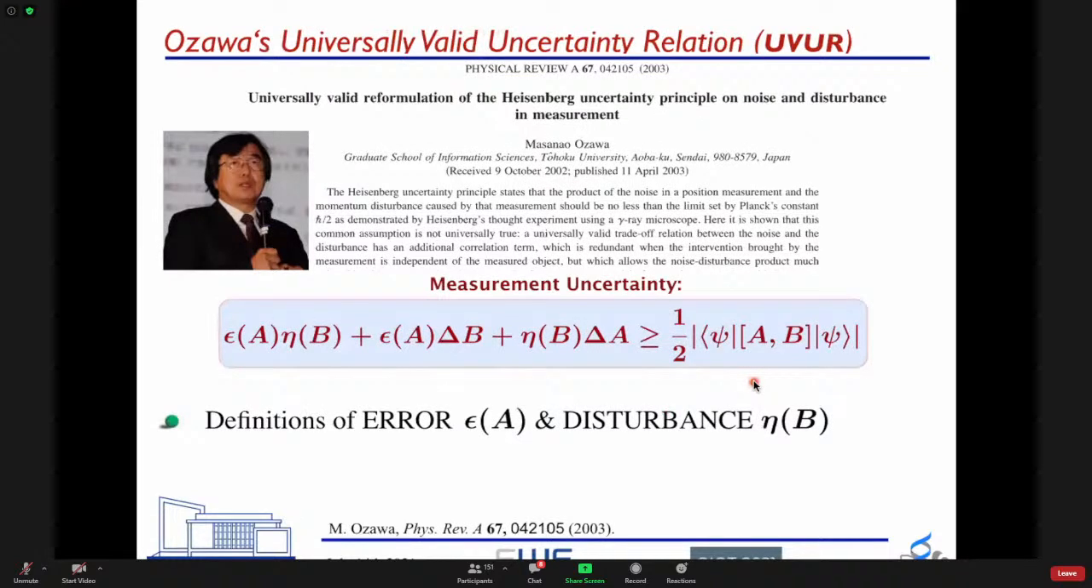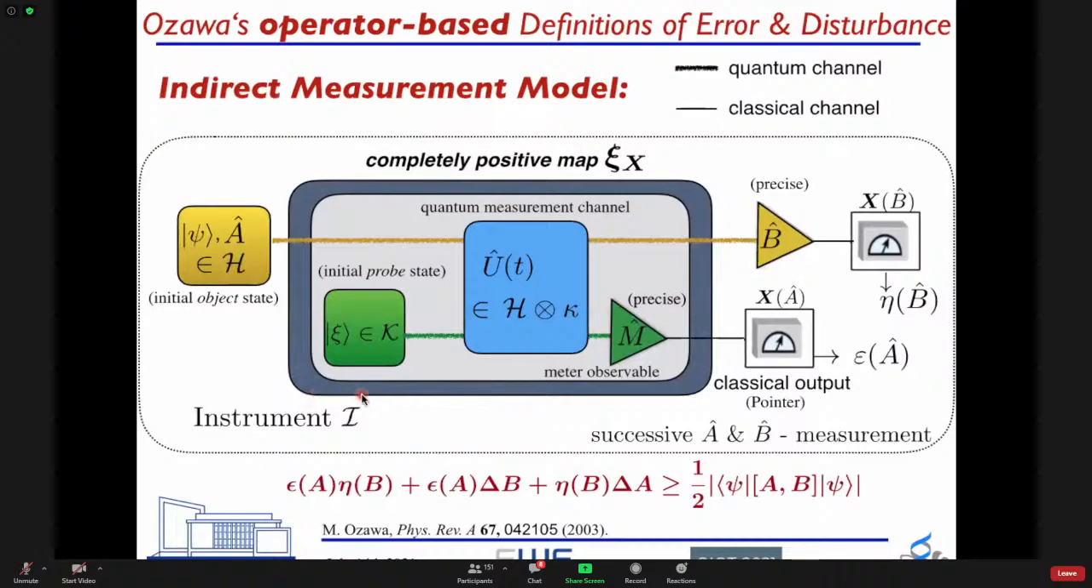Okay, and now we come back to Ozawa's universally valid uncertainty relation. Now we have to understand how error and disturbance are defined using the concepts that we have introduced in the slides before. So again, we take a look at our indirect measurement model, our quantum instrument, and of course, the classical output of our observable E must somehow be related to the error, whereas the result of our B measurement must be connected to the disturbance.